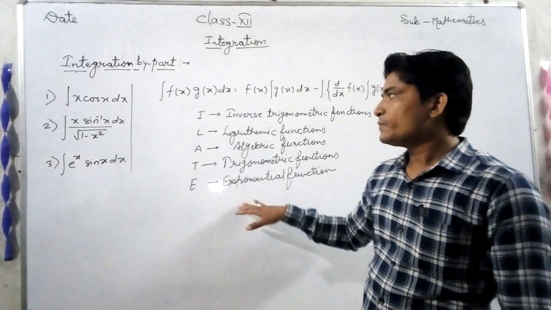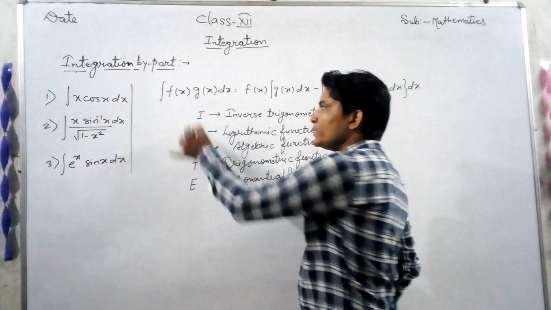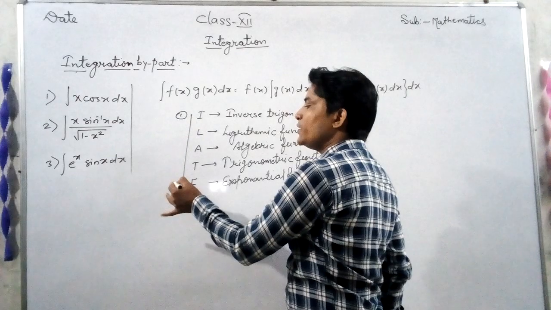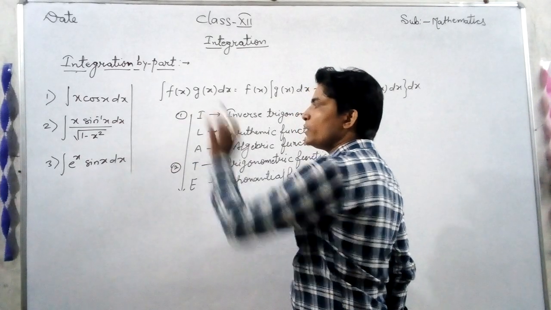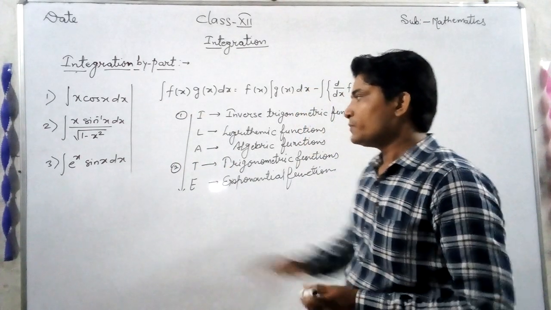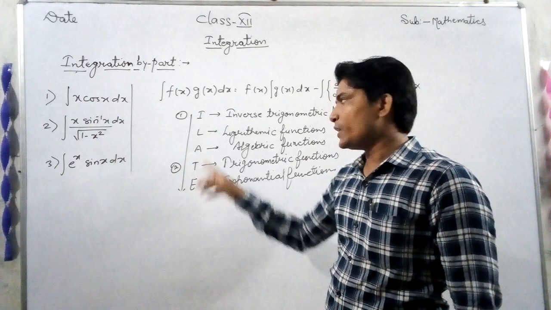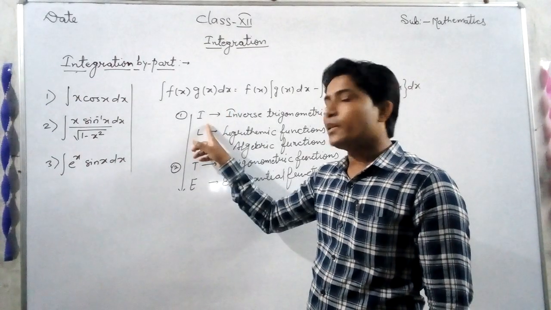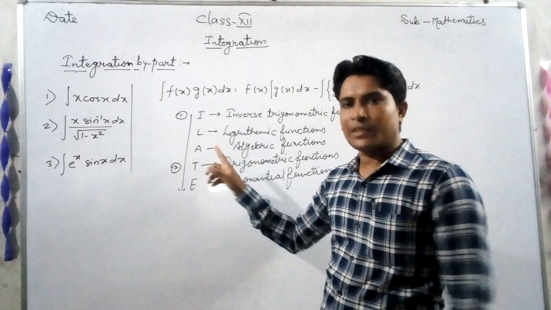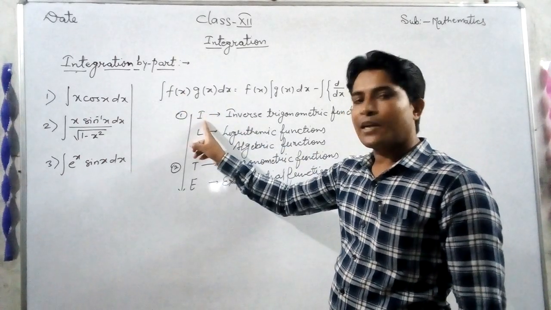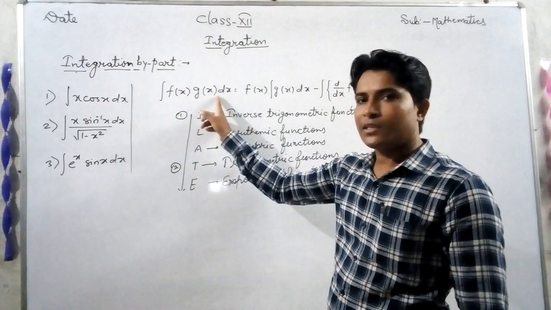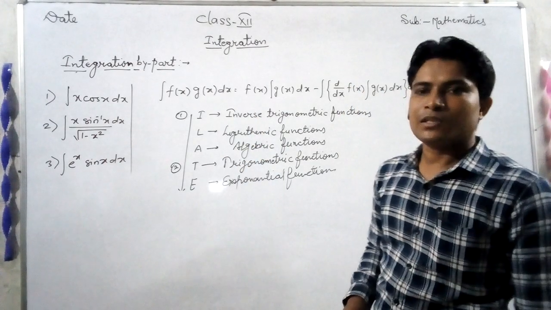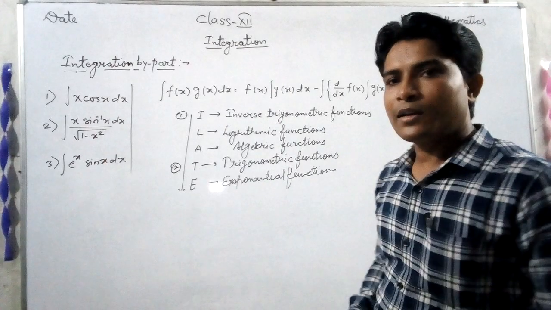In this series, whichever comes first is chosen as f(x). Suppose I comes first and T comes second, so we choose f(x) as the inverse trigonometric function and the trigonometric function second. Suppose x sin inverse x: sin inverse x is chosen first and x is chosen second. So sin inverse x is f(x) and x is g(x). It is a simple basic rule to choose f(x) and g(x). I hope you understood the formula and we can apply it.